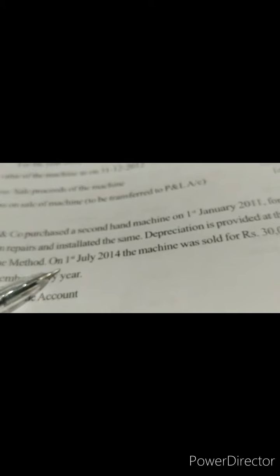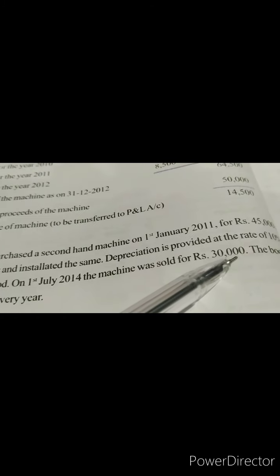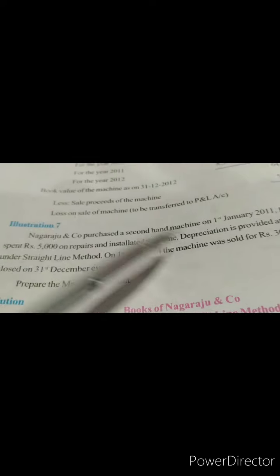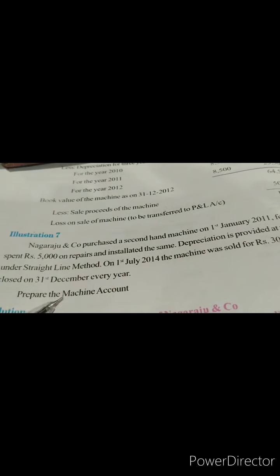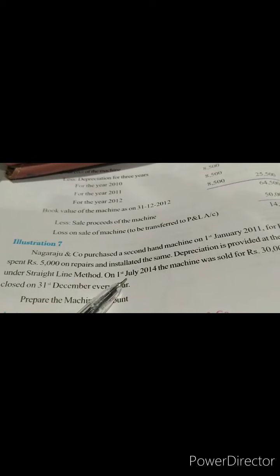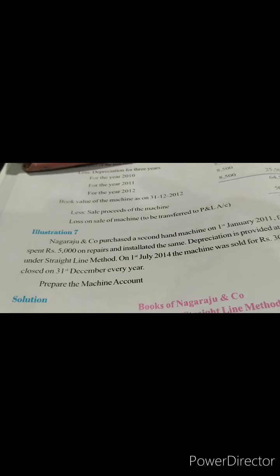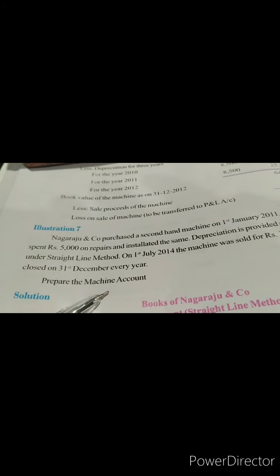Now what happened? The asset was purchased on 2011. In 2014, on 1st of July, the machine was sold for how much? 30,000. The books are closed every year on 31st December. Okay, so our accounting year from January to December. But if you see, on 1st July 2014, the machine was sold. So here we have to calculate the number of months the machine was used in the organization, and accordingly we will provide the depreciation. I will explain that while working on this sum.